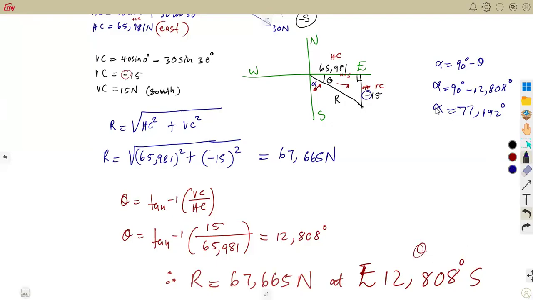If you are using this one for alpha, you are moving from south going to the what? To the east. So the direction will be south, this angle, 77.192 degrees, going to the east. This is how you can also have your answer when you are using the angle alpha. Just like that. So this is how you simply apply your components. So you must consider the part that you are working with.